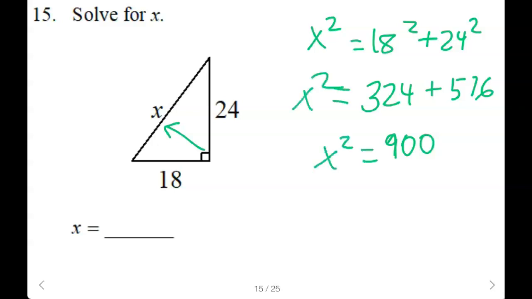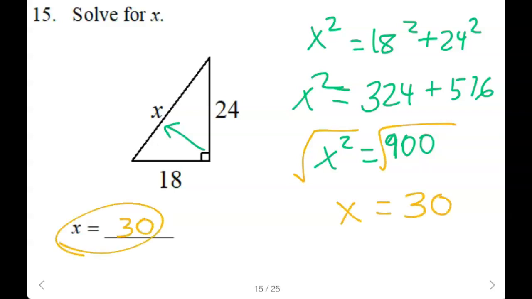To get rid of squared, we square root. Only a positive answer makes sense here. And so we get 30.